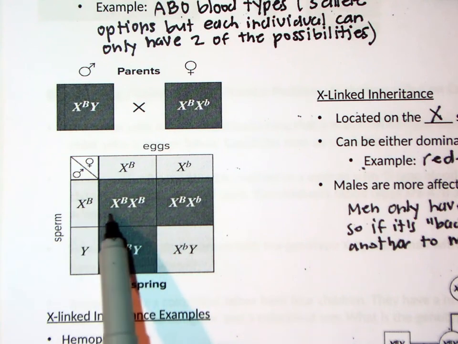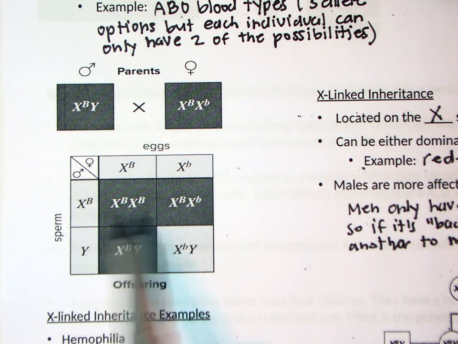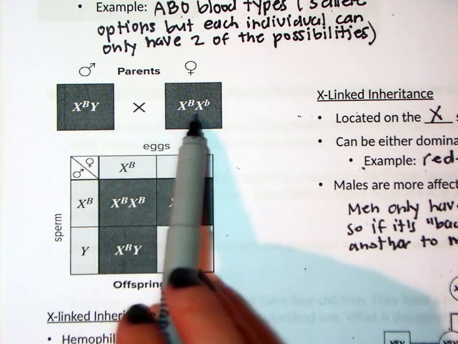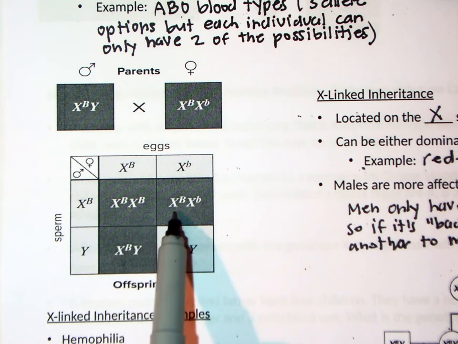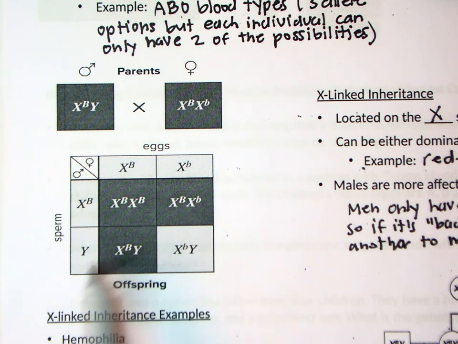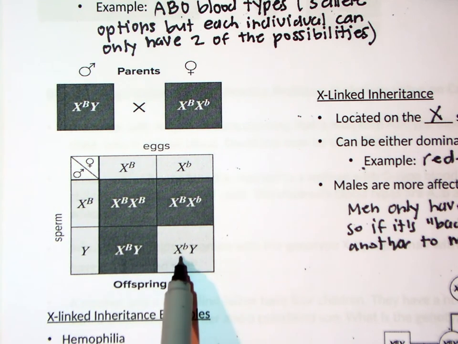This person would be unaffected, and these are two unaffected parents, by the way. This one would be X big B, X little b, so they wouldn't be affected. This one, X big B, Y, wouldn't be affected. But this poor guy happened to get the X little b, Y, so they would be affected by whatever X-linked trait we're talking about, say color blindness, for example. That's why you find more men that are red-green colorblind than females, because they only have to inherit it on that one X chromosome that they have.